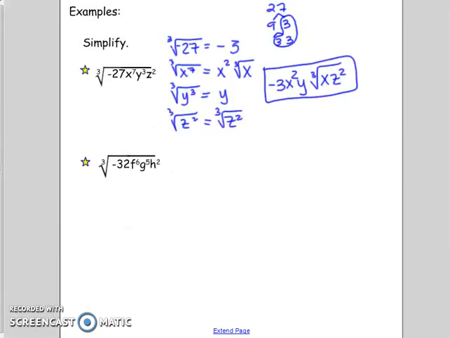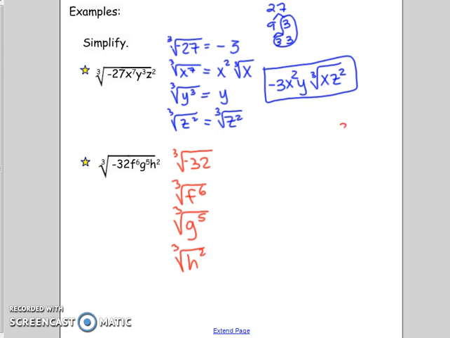Okay, now with the second one, let's do the same thing. So we're going to do the cubed root of negative 32. We're going to do the cubed root of f to the 6th. We're going to do the cubed root of g to the 5th. And we're going to do the cubed root of h squared.